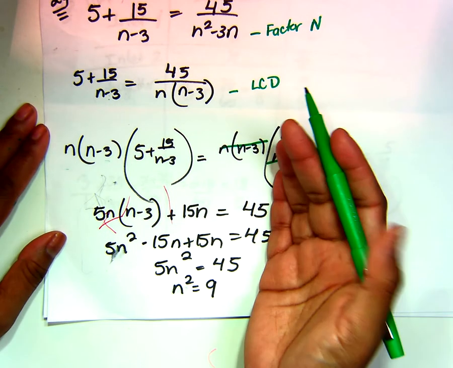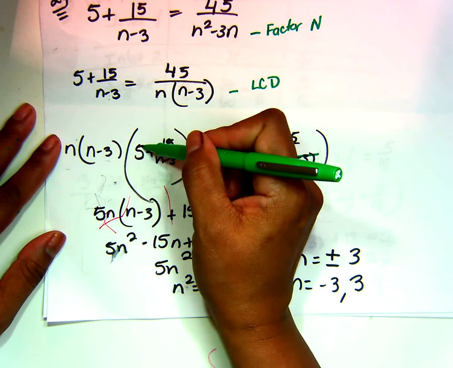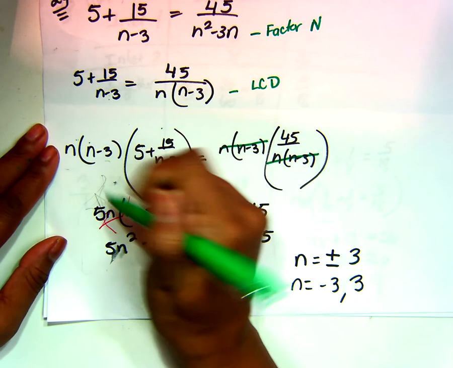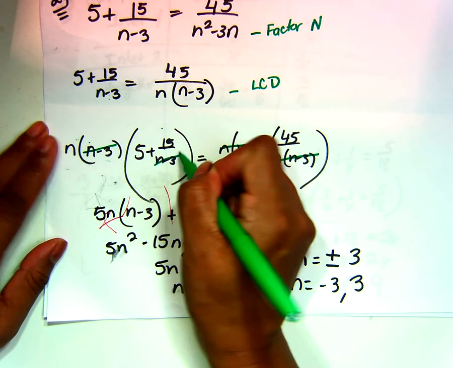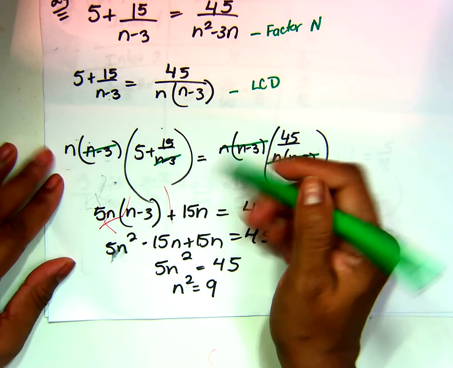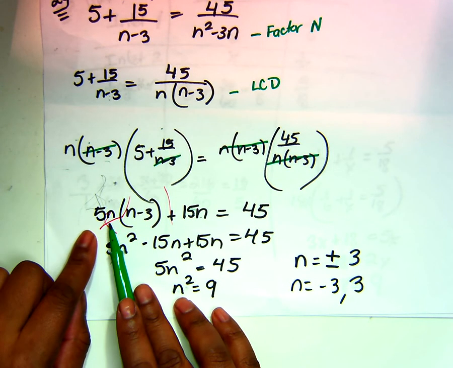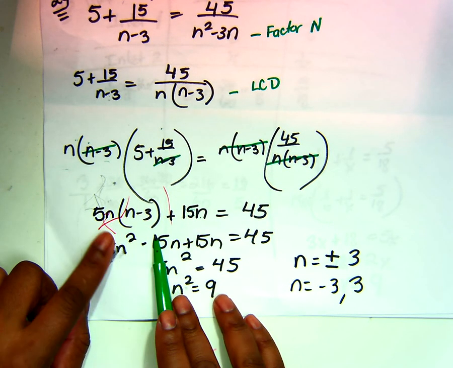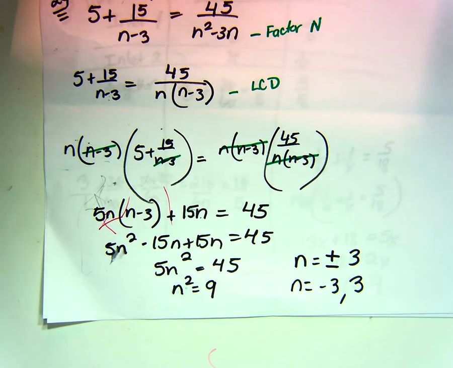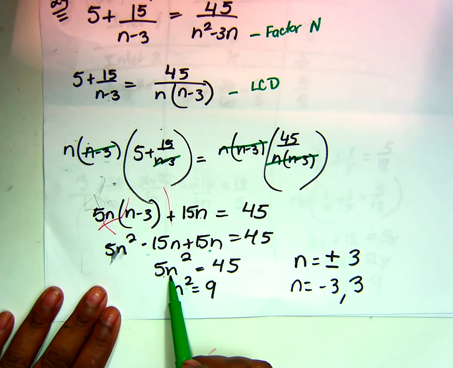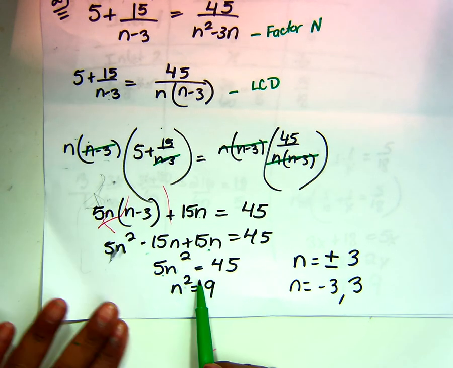So now using the distributive property, we're going to have 5n times n minus 3. Then we're going to have 15n, and these two n minus 3's, because that 15 has it, cancel out. So now we got the 15n. Using distributive property, we got 5n squared minus 15n plus 15n. These two just so happen to cancel out. So now we're left with 5n squared equals 45.